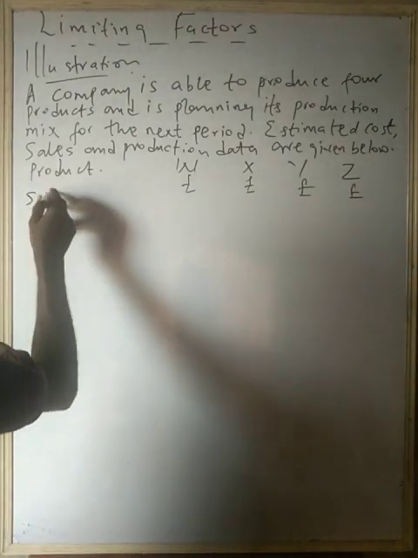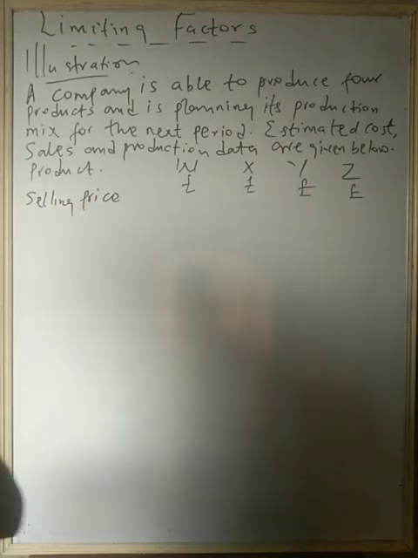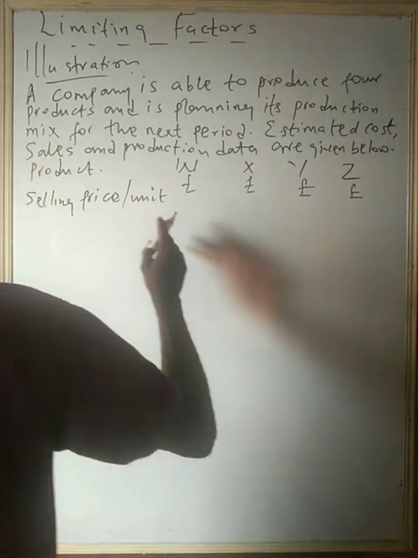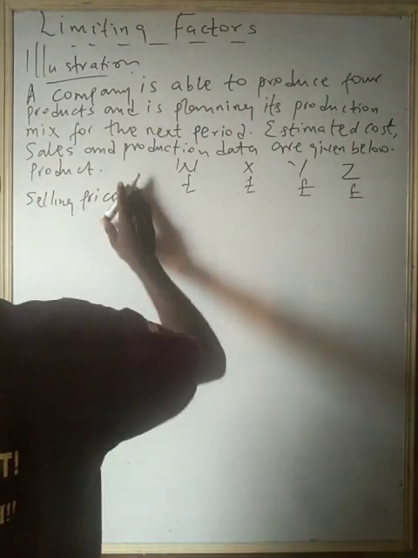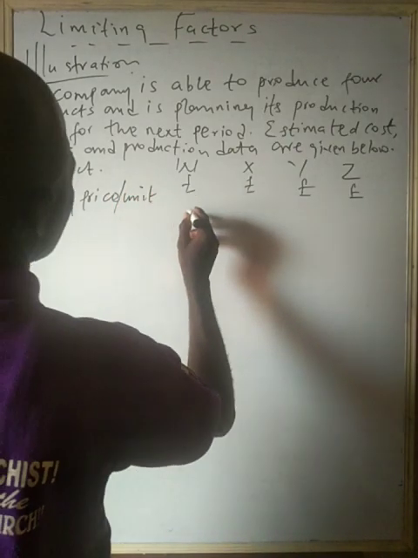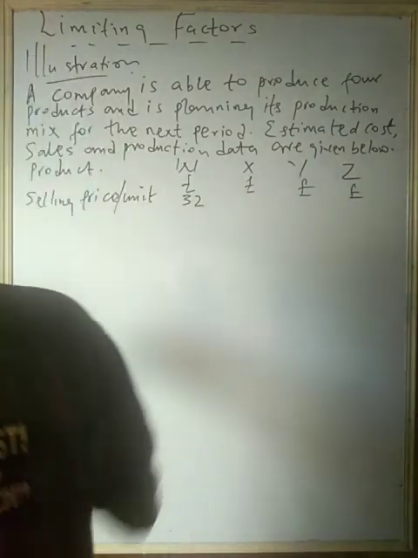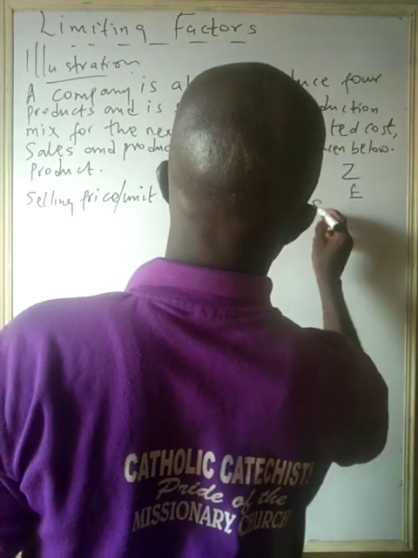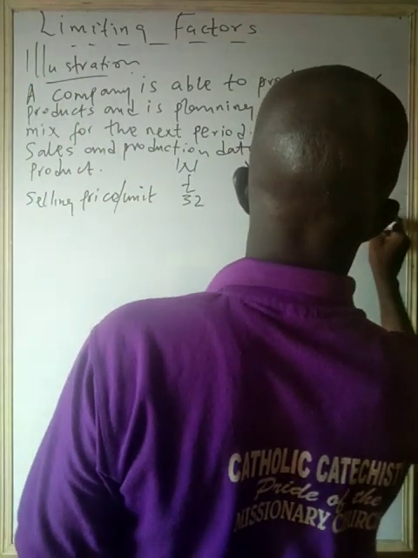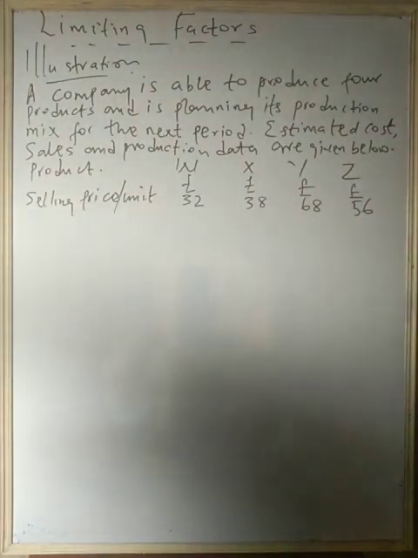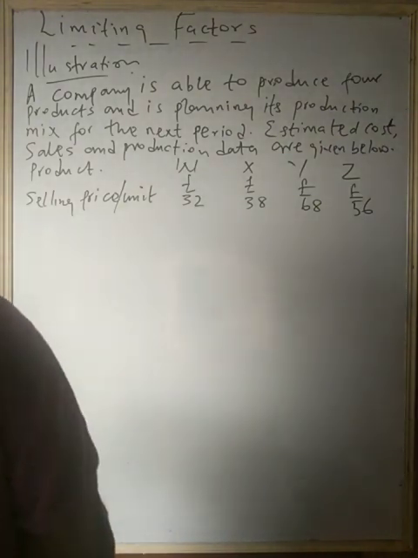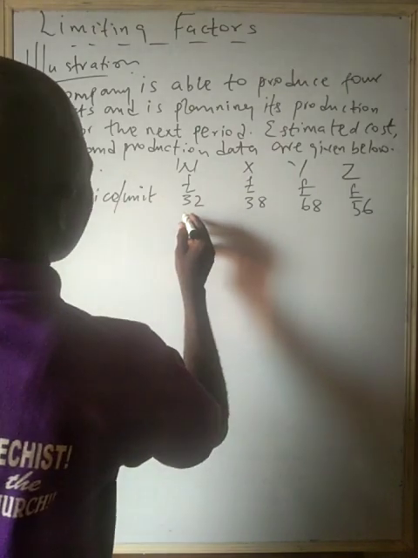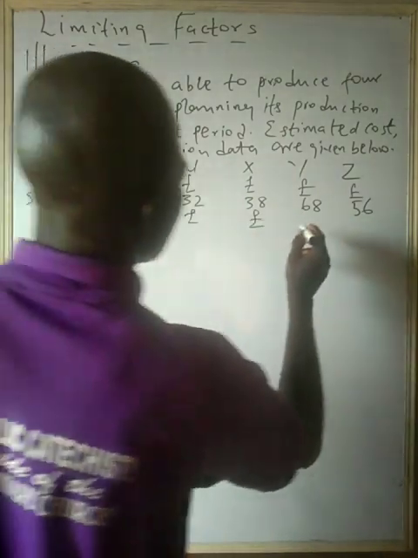Selling price per unit: 32, 38, 68, 56. For simplicity's sake, let's have pound signs.